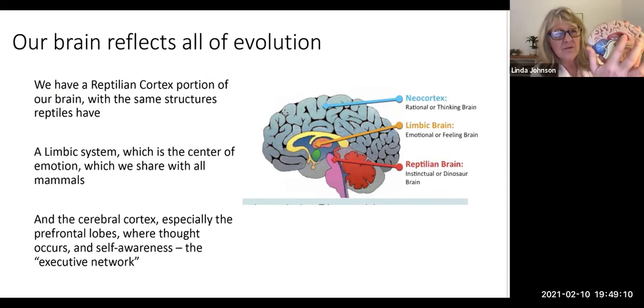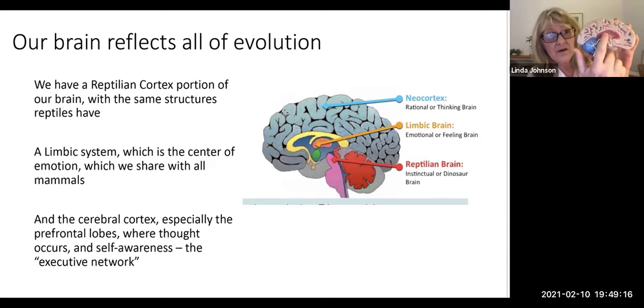And so mammals have these structures in the middle. And these structures in the middle are where your primal emotions of mad, sad, glad, afraid, like dogs and toddlers express, are very in the middle. This middle part is called the limbic system. You can see here on the slide, the limbic system. And limbic means ring, and it's our emotional feeling brain in here.